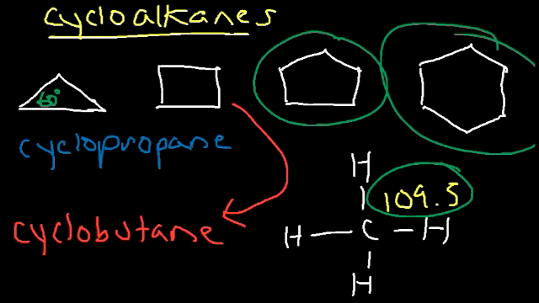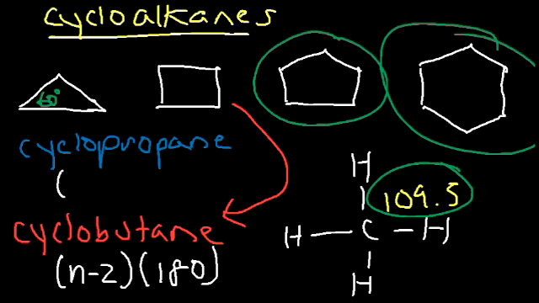Now, if you ever want to calculate the sum of the interior angles of a polygon, it's n minus 2 times 180, where n is the number of sides. So for cyclopropane, it's 3 minus 2, which is 1, times 180. All the angles must add up to 180. For cyclobutane, which has 4 sides, it's 4 minus 2, which is 2, and 2 times 180 is 360.